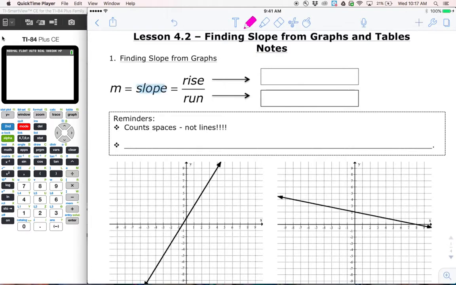And we think about rise as the change in y, and we think about run as the change in x. You are probably going to see something like this. It looks like a triangle y over triangle x. These triangles are Greek symbols that we say delta, delta y, delta x. It just means change in y, change in x. So that's just another way to talk about it.